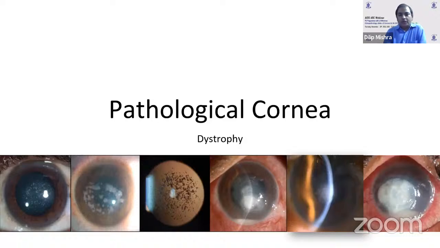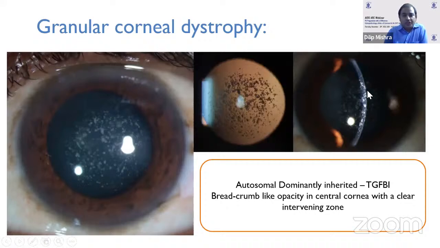Now I'm going to discuss dystrophy. Dystrophy is a bilateral condition and always associated with the family. It is a familial and genetic condition. Mostly they are TGF beta I mutation induced and autosomal dominant, except macular dystrophy. So granular dystrophy is autosomal dominant inherited.